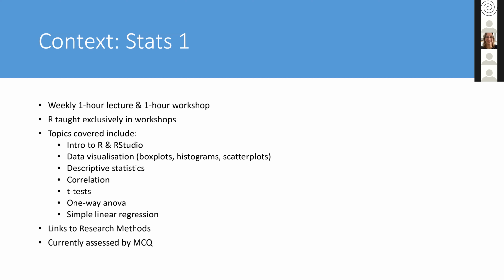I'm not going to read out all of those topics, but these are the things we cover in year 1, and this links to our research methods. So we have constraints around timeframes by which we need to teach certain things so that they know how to do them in research methods. And we currently assess this using a multiple choice exam, which I will talk a little bit about later, but as I'm sure you can imagine, is not the ideal way to assess the application of statistics using R.